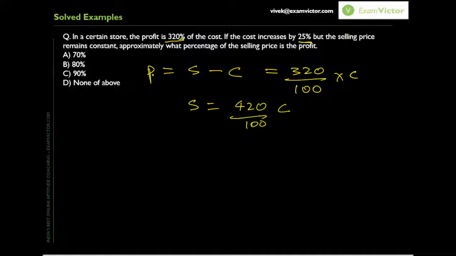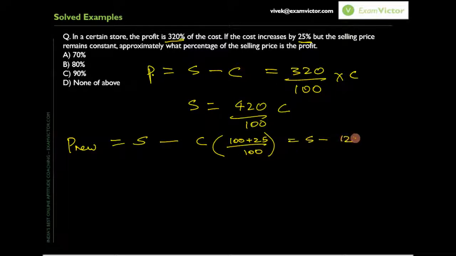Now look at the second part. It says if the cost increases by 25% but the selling price remains constant. So now what is the new profit? P new. Selling price remains the same, S. The cost is now 25% more, so it is C into (100 plus 25) by 100. So it is equal to S minus 125 C by 100. Correct? So now this is the P new.